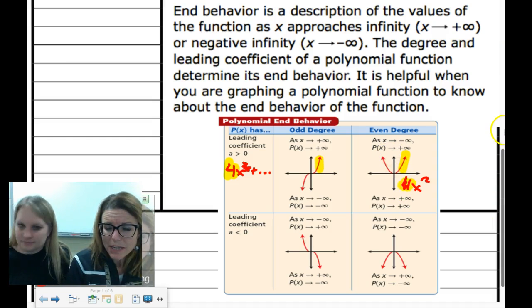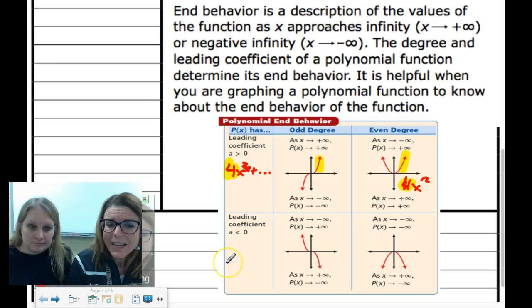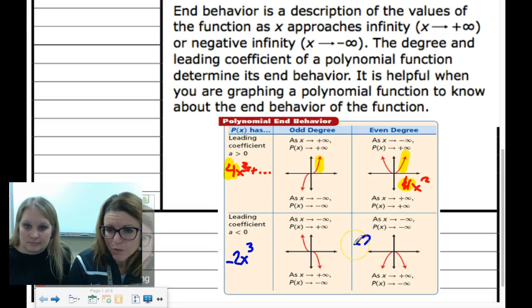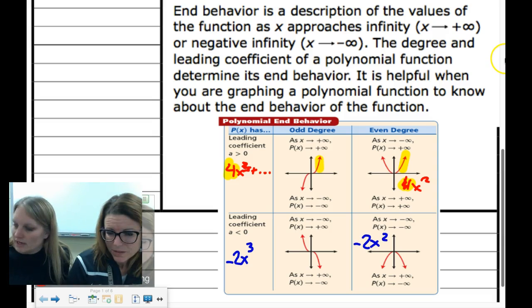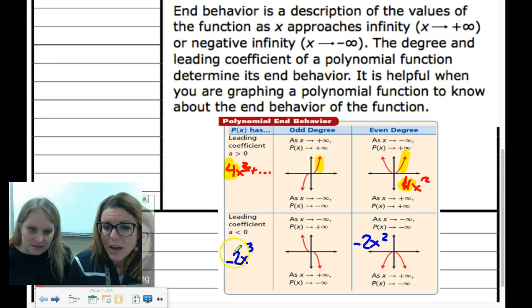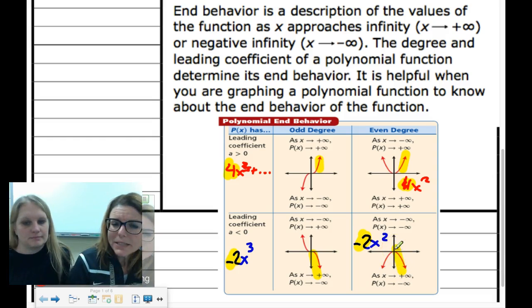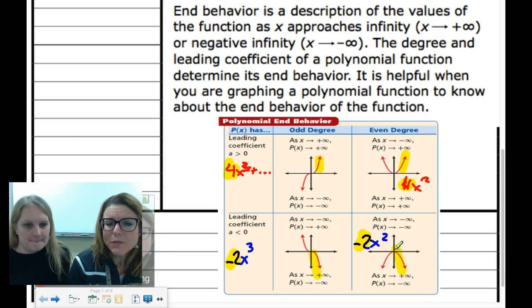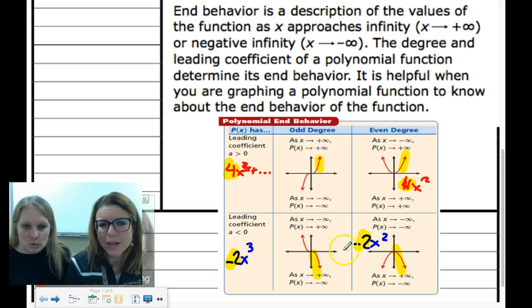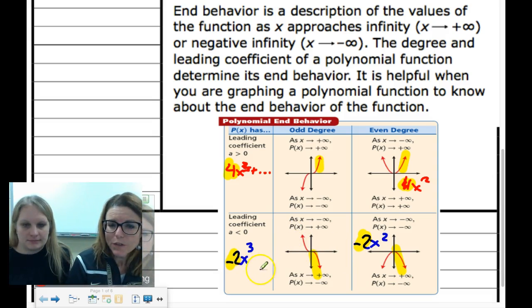notice what's happening. The arrows are going down and to the right on both of them. So our leading coefficient is now negative, so the arrows are going down and to the right. Basically what we're trying to tell you is you always figure out your rightmost side first, based on your leading coefficient.